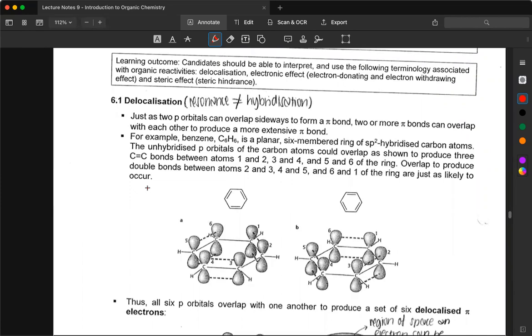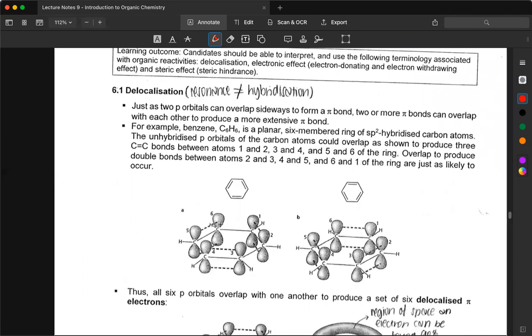Just as two p orbitals can overlap sideways to form a pi bond, two or more pi bonds can overlap with each other to form a more extensive pi bond. For example, benzene, C6H6, is a planar 6-member ring of sp2 hybridized carbon atoms. The unhybridized p orbitals of the carbon atoms could overlap to produce 3 C=C bonds between atoms 1, 2, 3, and 4, 5, and 6.